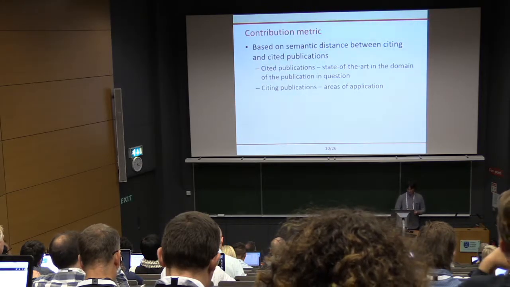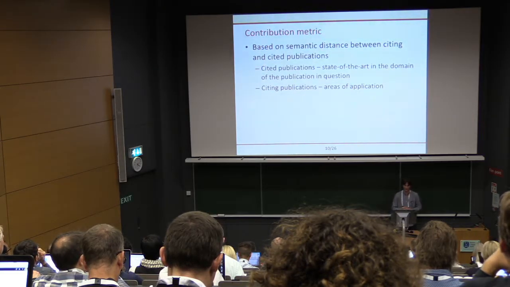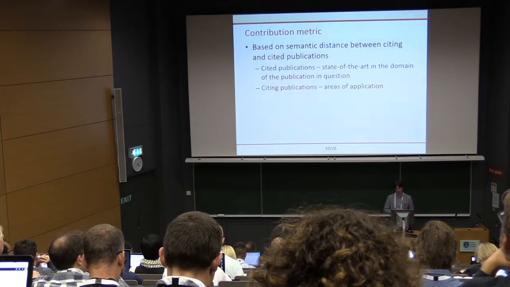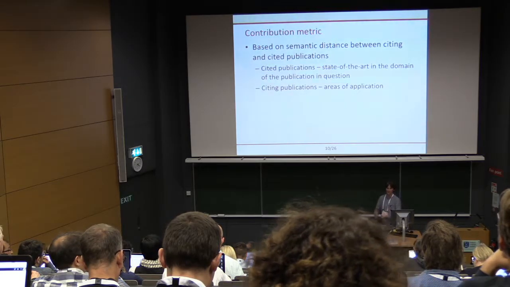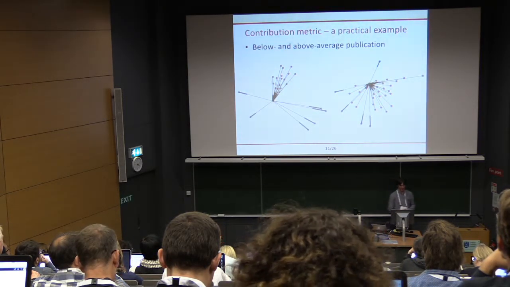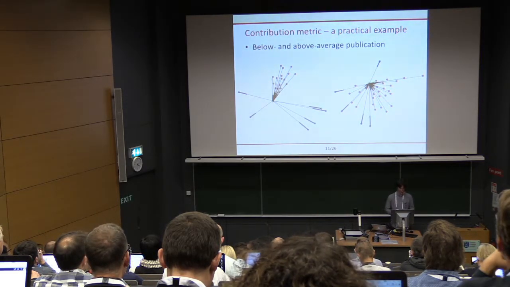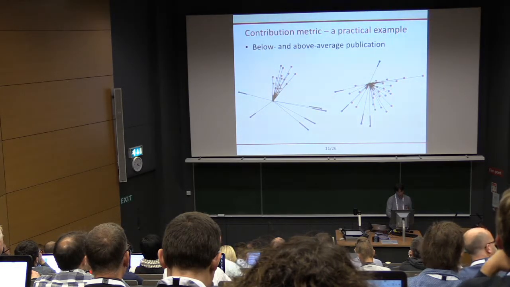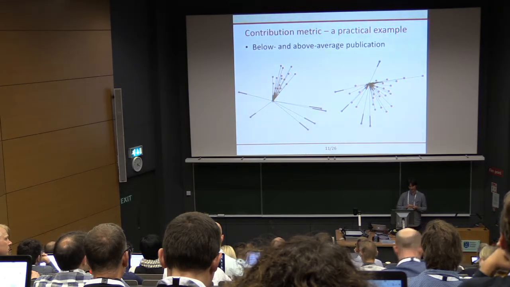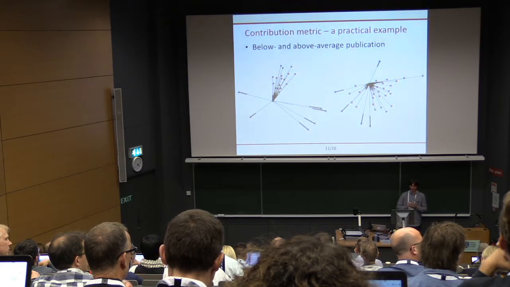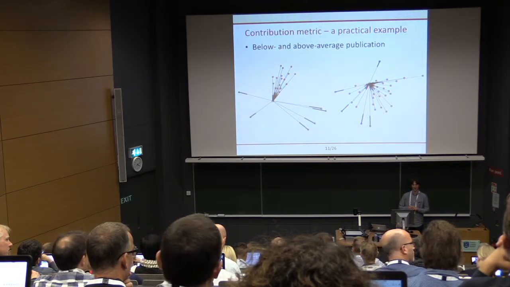So this is what I just said. The cited publications correspond to the state of the art in the domain of the publication in question, and the citing publications, in many situations, correspond to the areas of application of the research. This is an example of a below and above average publication. On the left side, the blue nodes correspond to the papers which my publication cites, and the red dots correspond to the papers which cite my publication.